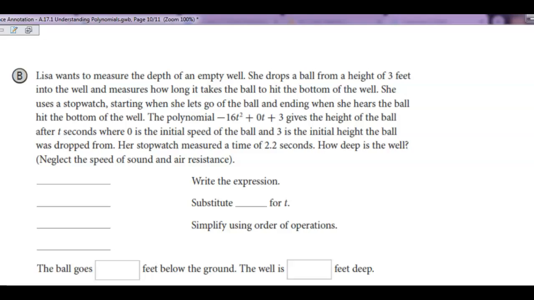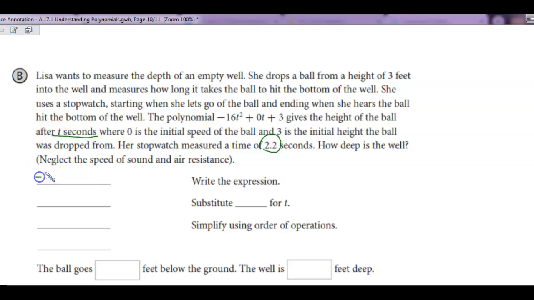The polynomial negative 16t squared plus 0t plus 3 gives the height of the ball after t seconds, where 0 is the initial speed of the ball, and 3 is the initial height of the ball that it was dropped from. Her stopwatch measures 2.2 seconds. That's in seconds, and we know that t is the number of seconds.